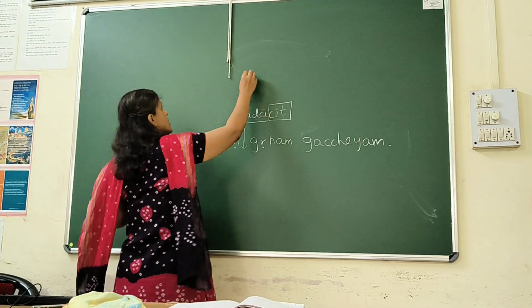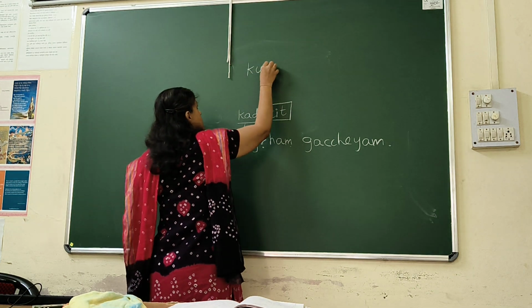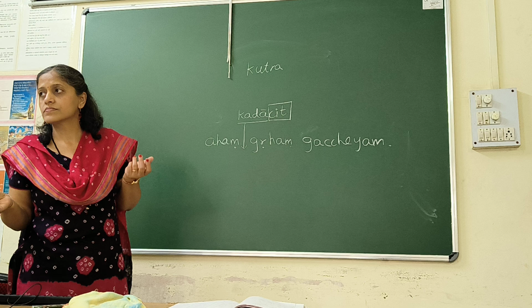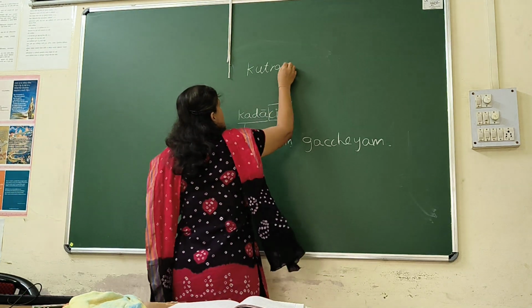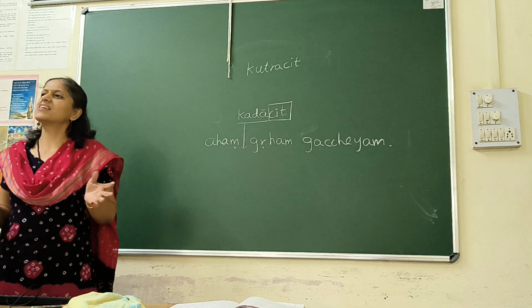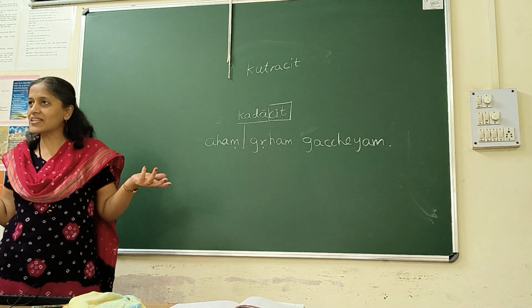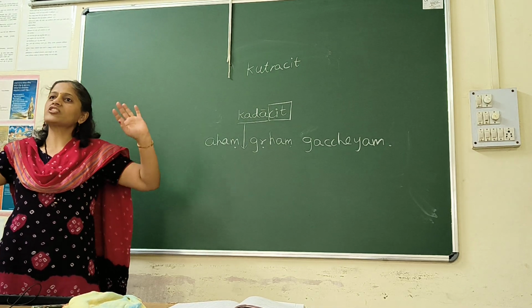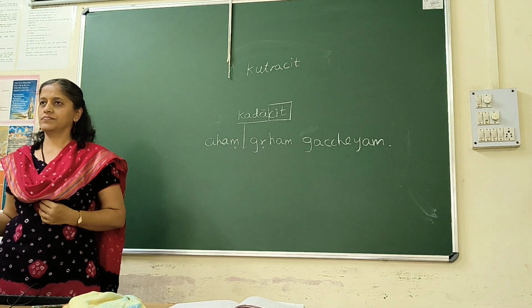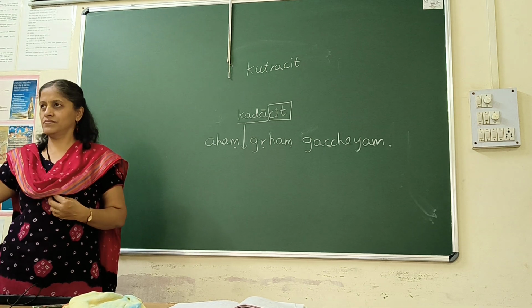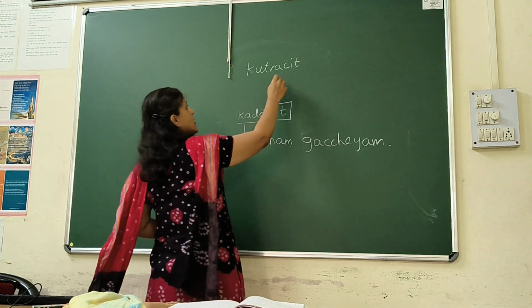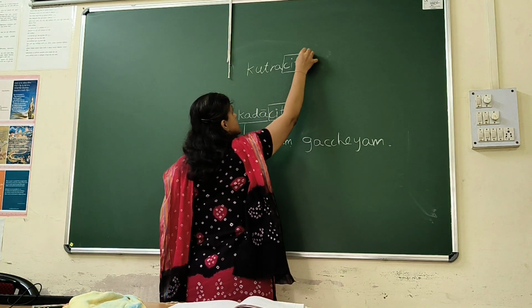Same thing happens with kutra. What is the meaning of kutra? Where? And if I say kutra chit, then I get somewhere. I don't know exactly. Kutra chit mama gruham asti. I don't know the exact place where it is. Somewhere. So what happened again? What did I add here? Chit.